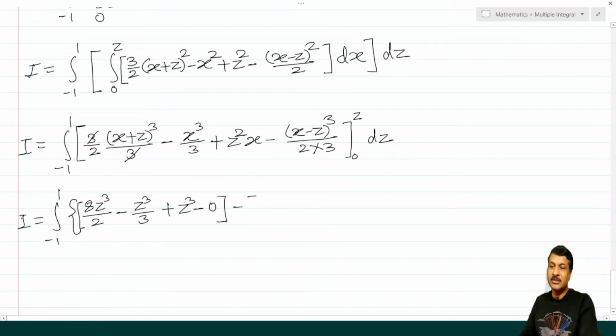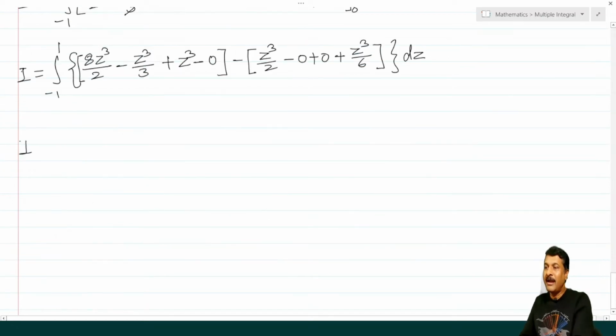Now upper limit minus lower limit. Now x is replaced by 0. I am getting here 0 plus z cube by 2 minus 0 plus 0, because here x is 0, minus 0 minus z cube. So minus z cube, it is a minus, that is why plus z cube by 6.